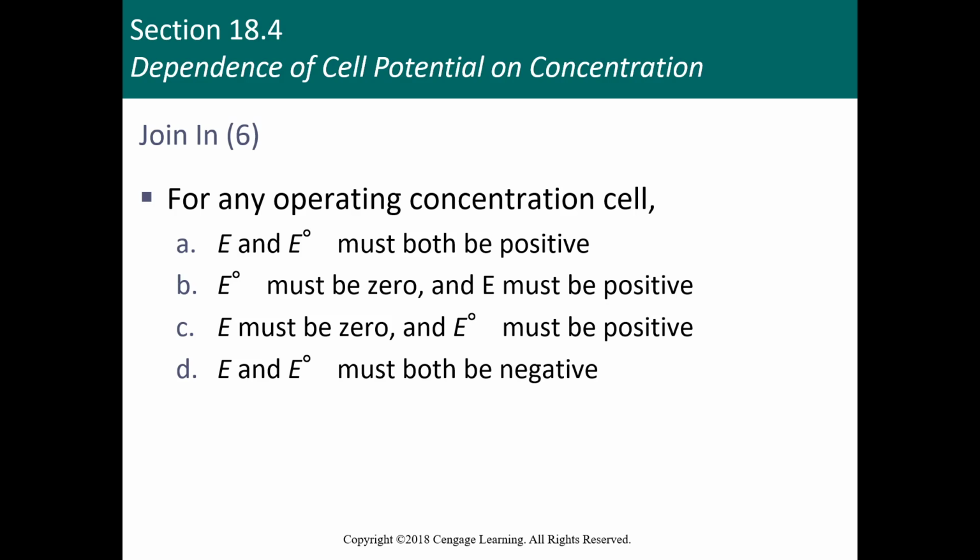All right, so for any operating concentration cell, E naught must be 0 and E must be positive, because remember, the E naught is going to be the same on both sides. We have the same cell on both sides. We have the same half cell on both sides, right? We have the same half reaction. So that E naught from the table is the exact same. But the E, not under standard conditions, the E, which is dependent on our concentrations, right? That has to be positive.